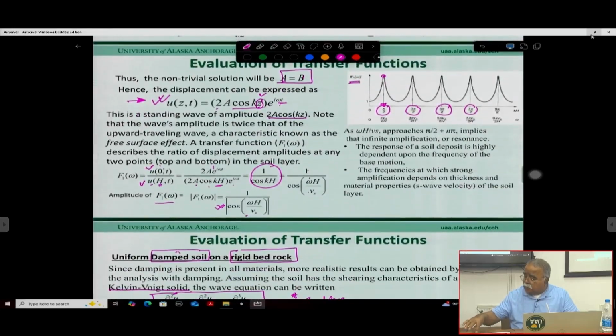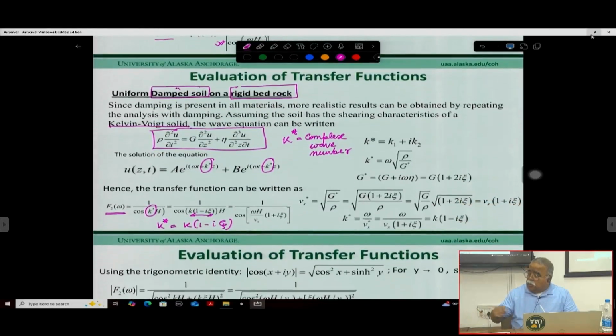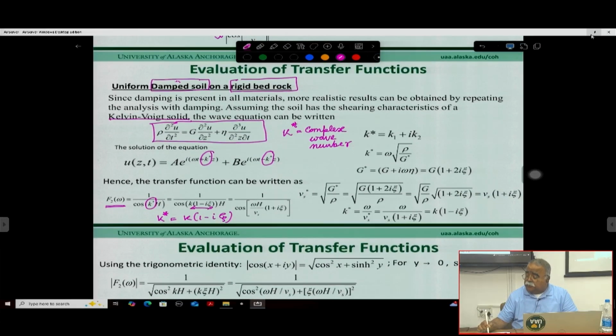So transfer function. I have tried to show: omega h into this much, omega plus this, will be equal to v star. V star means g star by rho. Then again g star means g into 1 plus 2i into zeta by rho. This is what I was trying to show you, that v star will be equal to vs into 1 plus 2i zeta.